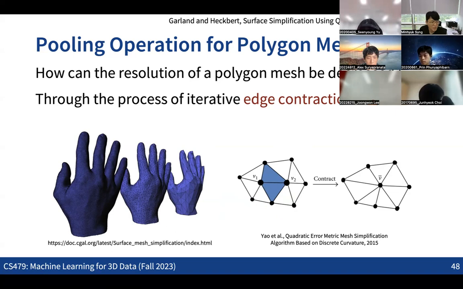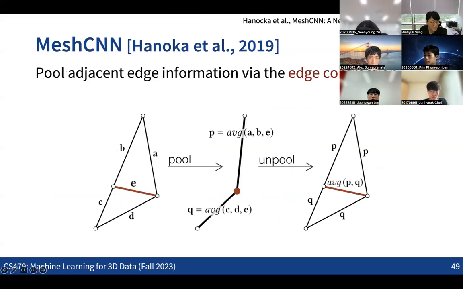While we are decreasing the resolution of the meshes with this edge contraction operation, we can do some kind of pooling operation. That was the idea first introduced in the paper called MeshCNN. In this case, we have some information for each of the edges, and then we aggregate this edge information with the edge contraction.